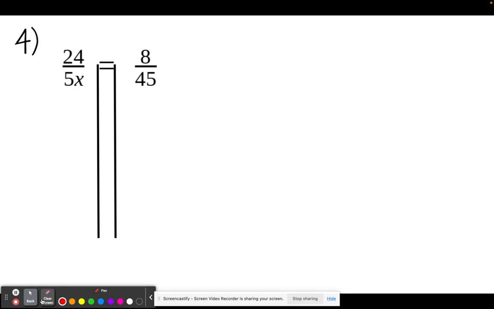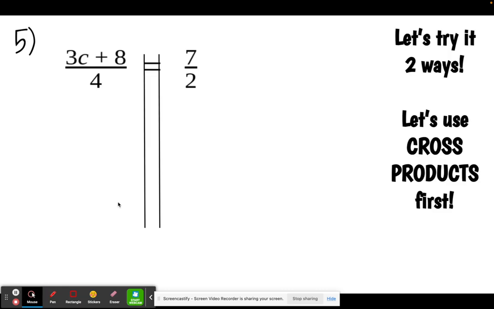And again, I forgot to clear my screen. Okay, let's try this one 2 ways. First, let's try to use cross products. 7 times 4 is 28. And then I have 2 times 3c plus 8. I'm going to write that out so we don't accidentally miss some parts of that. 3c plus 8.